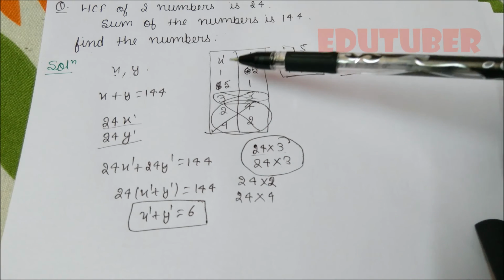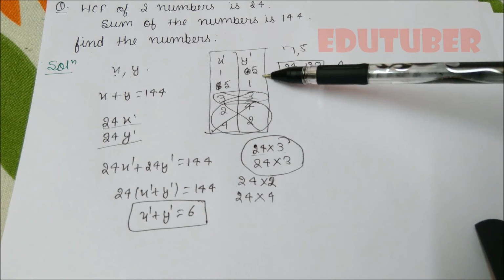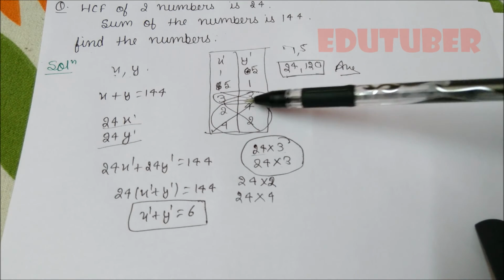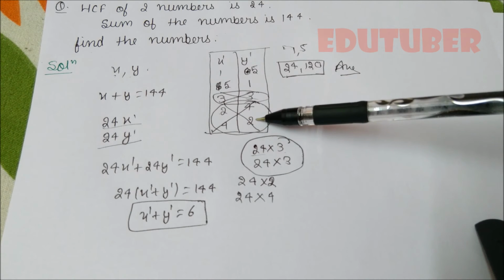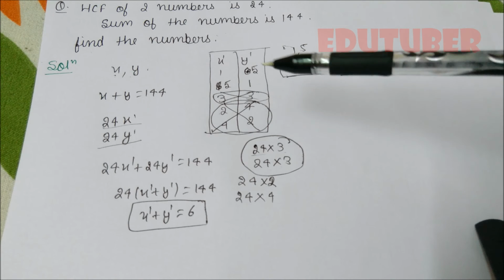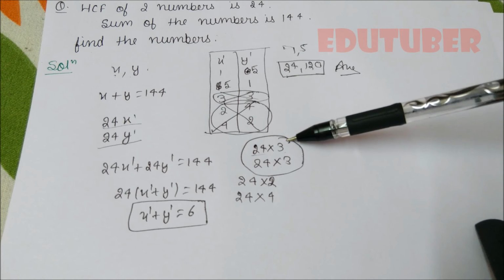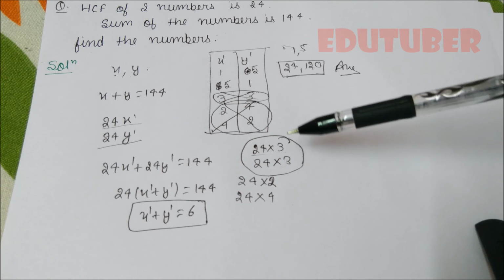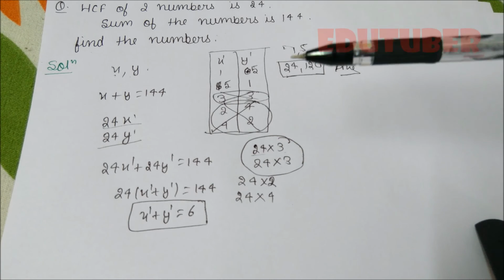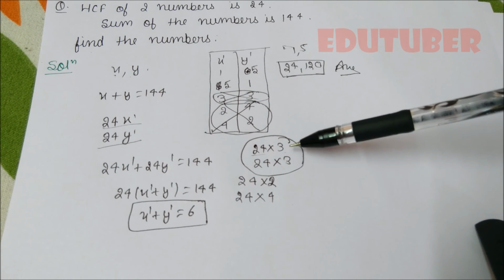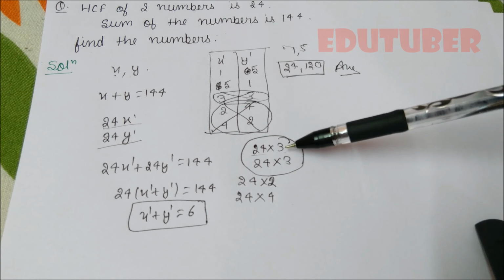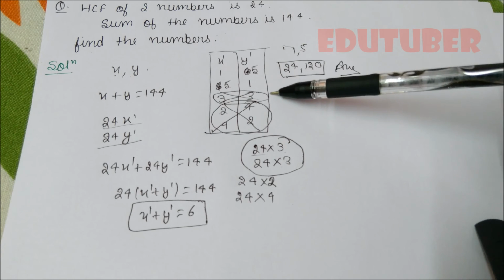Now x' plus y' is 6. What are the possible values of x' and y'? x' is 1, y' is 5; x' is 5, y' is 1; x' and y' both 3; x' is 2, y' is 4; x' is 4, y' is 2. First, let us take the possibility of 3 and 3. Then x becomes 24 into 3 and y becomes 24 into 3. So the HCF of the two numbers is not 24, it is 24 into 3, as the highest common factor is the HCF. So 3 and 3 is rejected.